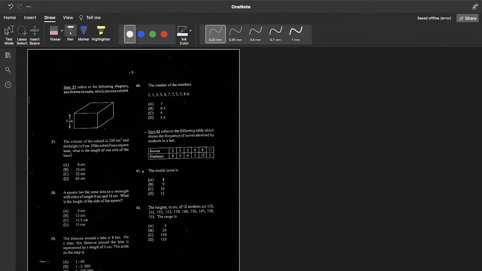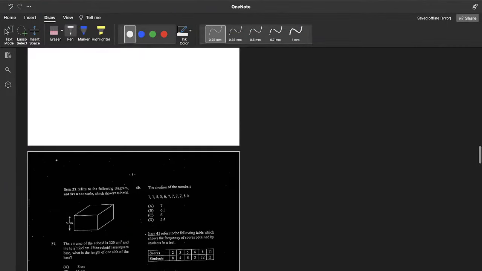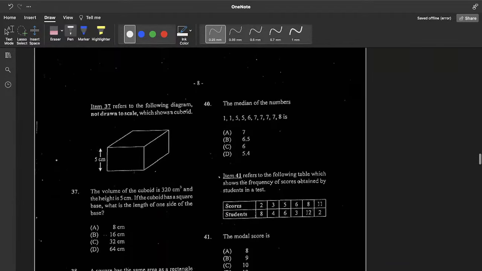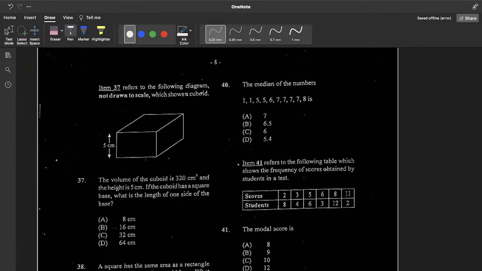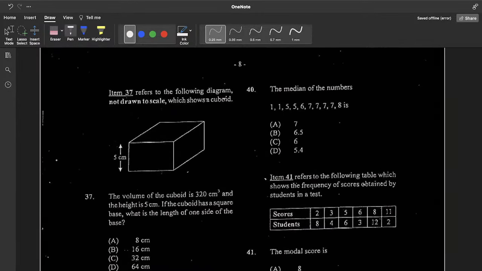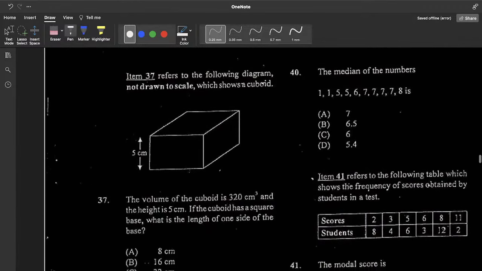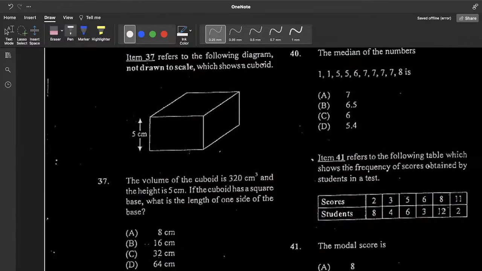So with this one here, we're missing a page here, but that's fine. We'll just continue working on this. So this one says the volume of the cuboid is 320 centimeters cubed. Now what we need to work out is the height. Well, they said the height is 5. So what we need to work out is the length of one side, but it's telling us that it is a square.